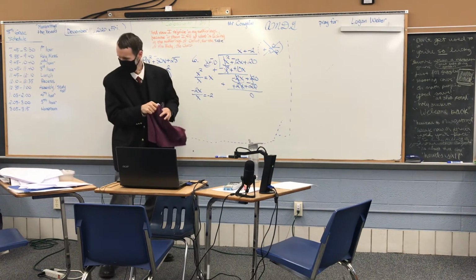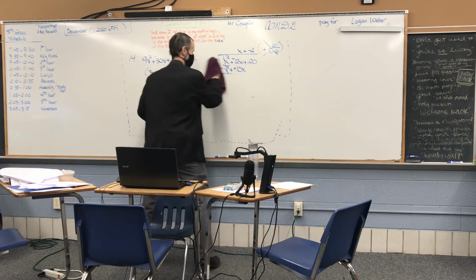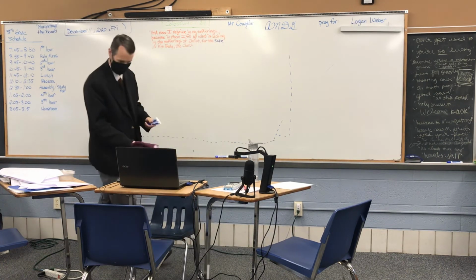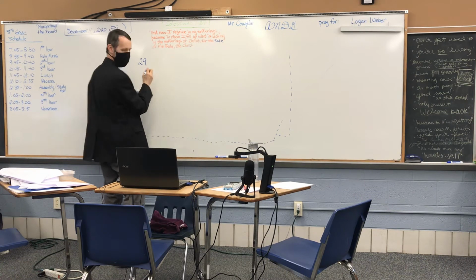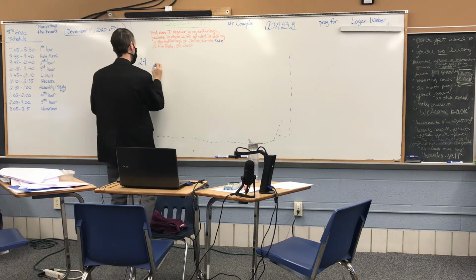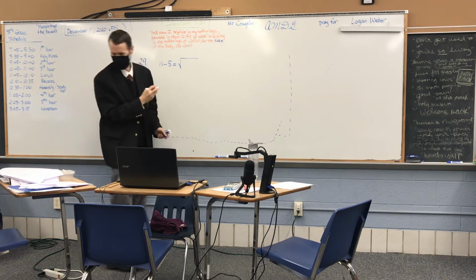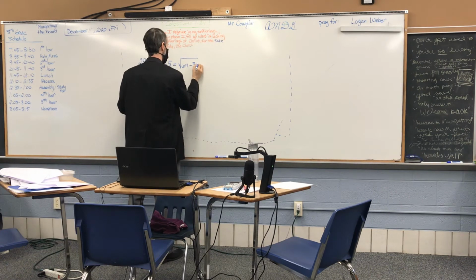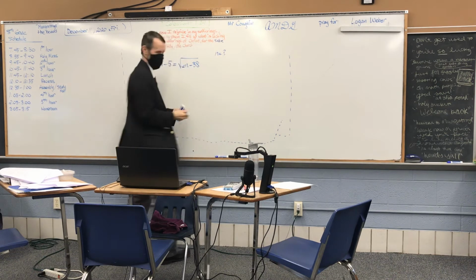Let's try this one. This is number 29 for reference. I think my marker is still fresh enough to do this. So n minus 5 equals radical 6n minus 38. And we're trying to solve for n. I want to know what n equals.